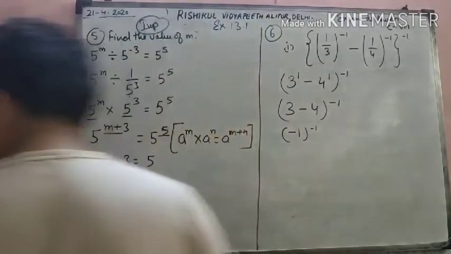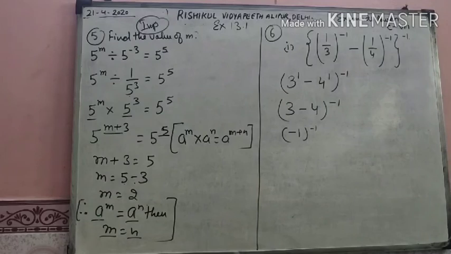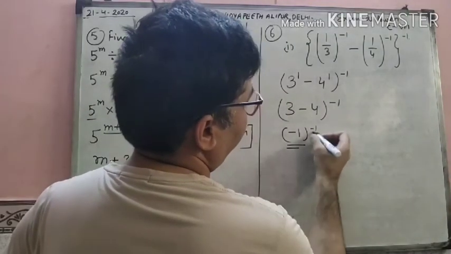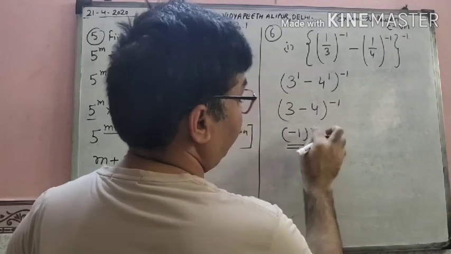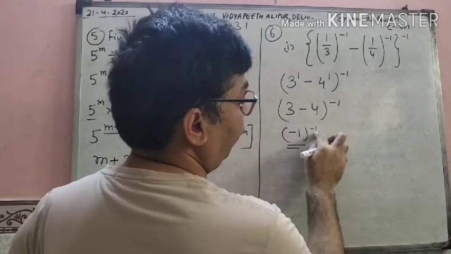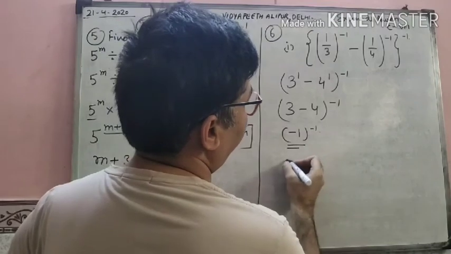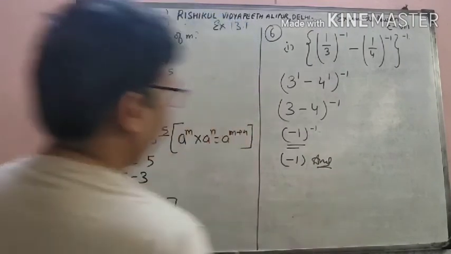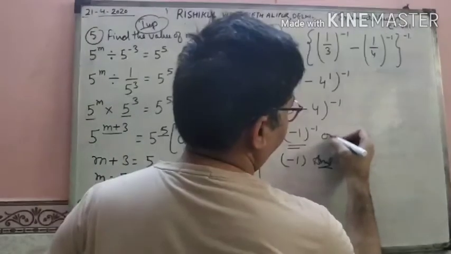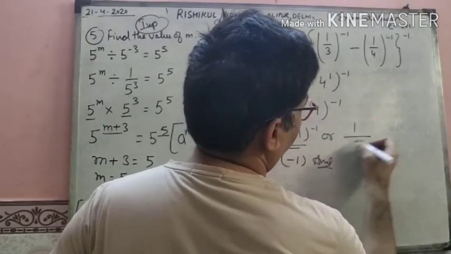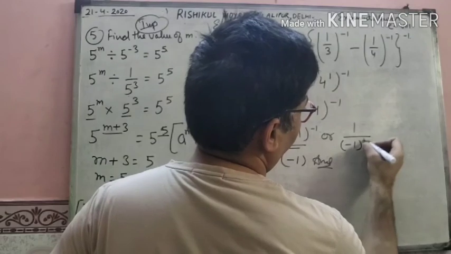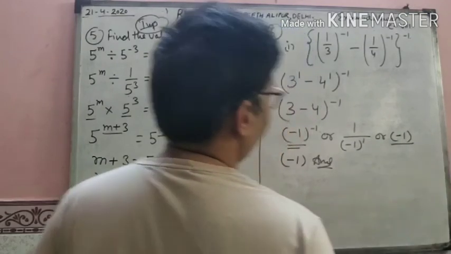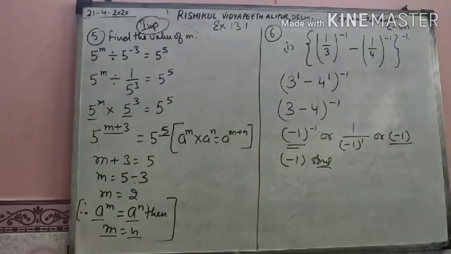What will be the answer? When it is 1 and the power is negative and it is also odd, the result will be minus 1. The answer will be minus 1. Or you can write it as 1 upon minus 1 raised to power 1, which means minus 1.